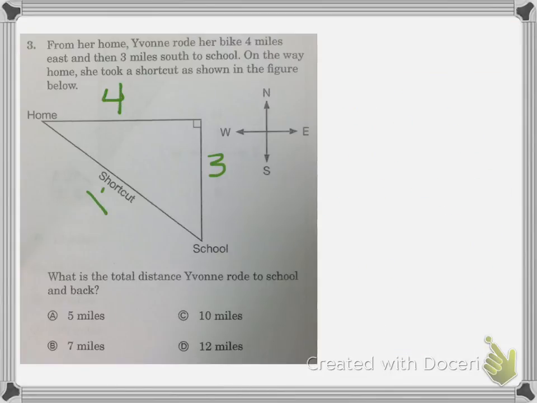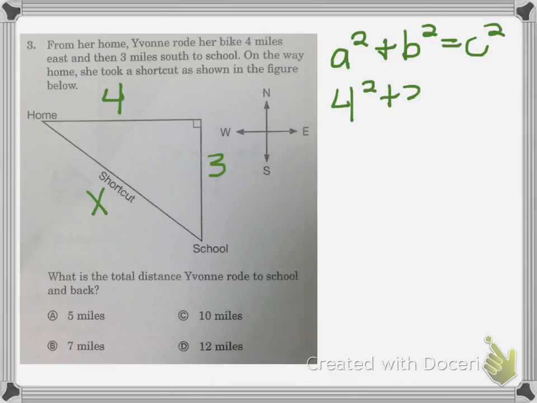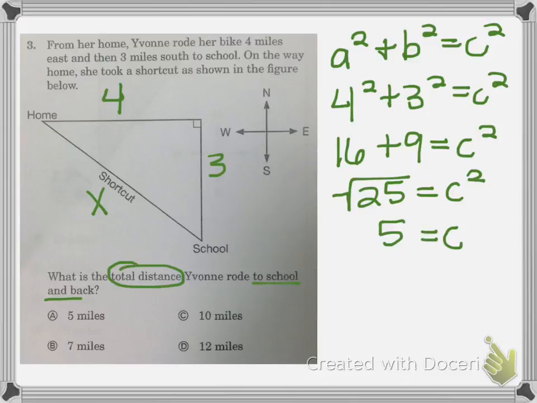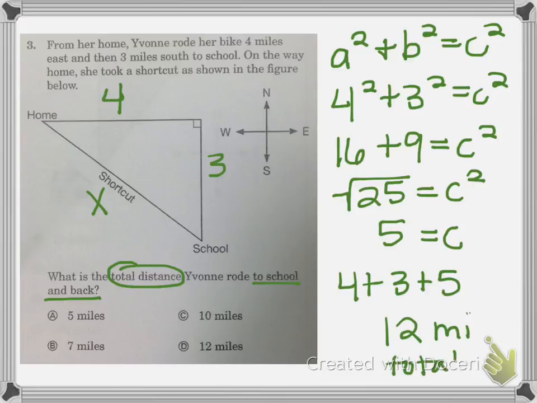What is the total distance of the road to school and back? First we have to find the sum of 4 squared and 3 squared to get 25. Then we find the square root of 25 and get 5. To find the total distance, we have to find the sum of all three distances to get 12 miles total.